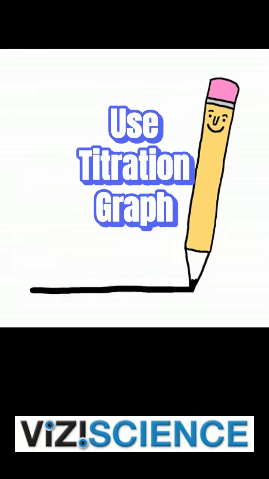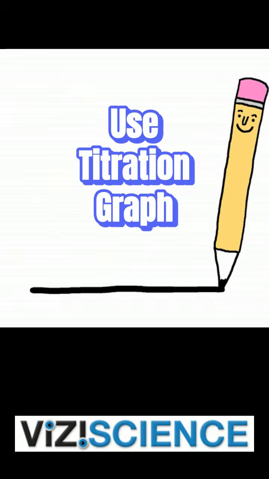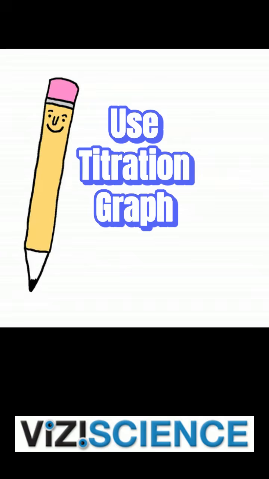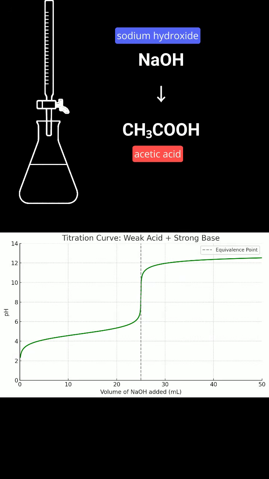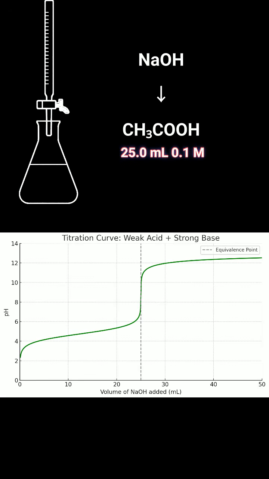Let's do a quick walkthrough of how to use a titration graph to answer common exam-style questions. This example focuses on a weak acid titrated with a strong base, for example, acetic acid titrated with sodium hydroxide. Say we're titrating 25.0 milliliters of 0.1 molar acetic acid with 0.1 molar sodium hydroxide, and you're given a titration curve. Here's how to use the graph without doing any complicated math.